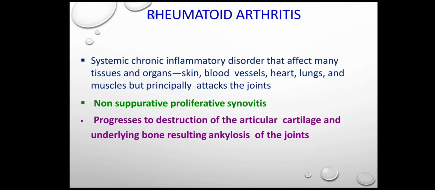Rheumatoid arthritis is a form of autoimmune disease. It is a systemic chronic inflammatory disorder that affects many tissues and organs, including the skin, blood vessels, heart, lungs, and muscles, but principally attacks the joints. It is characteristically a non-suppurative proliferative synovitis. It can progress to destruction of the articular cartilage and the underlying bone, resulting in ankylosis of the joint. So this is the only thing in which it differs from osteoarthritis, that is the ankylosis of the joint, that is fusion of the joint, which does not happen in osteoarthritis.